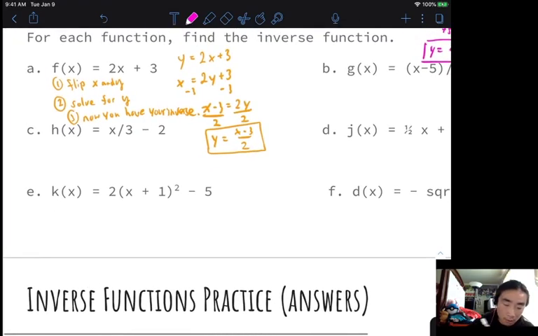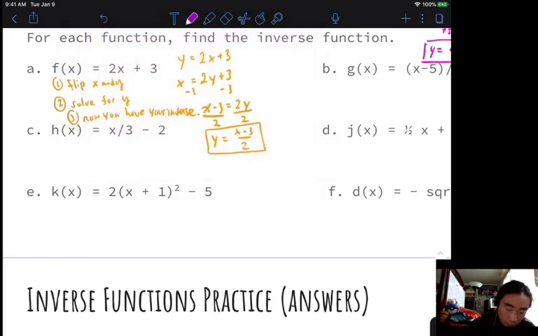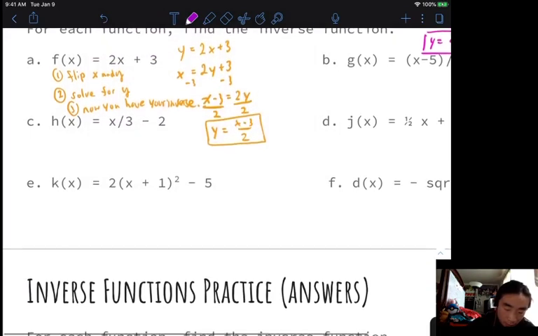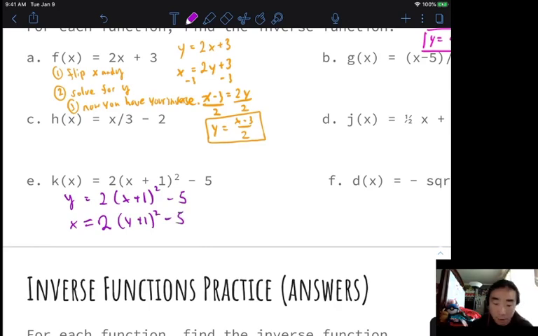So here, y equals 2 times the quantity x plus 1 squared minus 5. You may recognize that's like factored form, or not factored form, vertex form for a quadratic. First one, switch x and y. Then I'll continue over here. Then we solve for y.